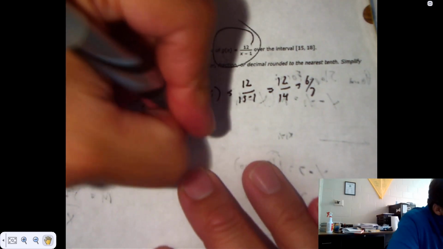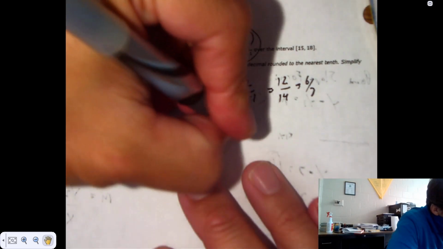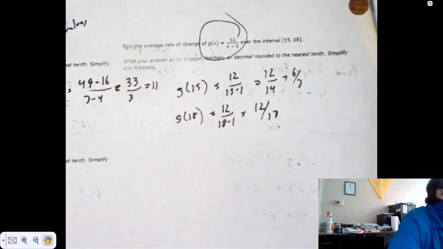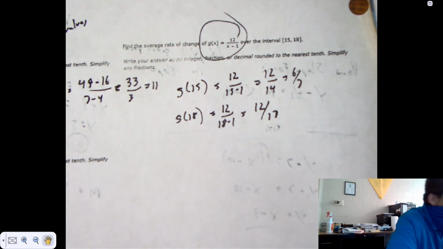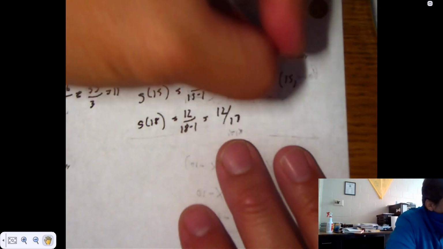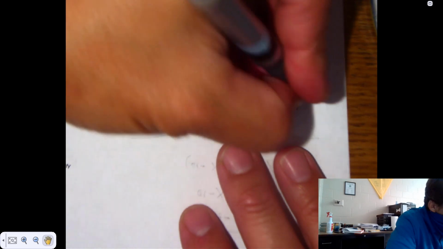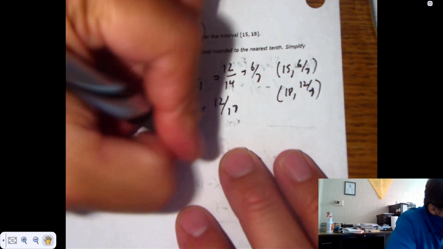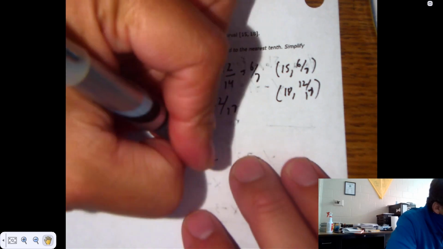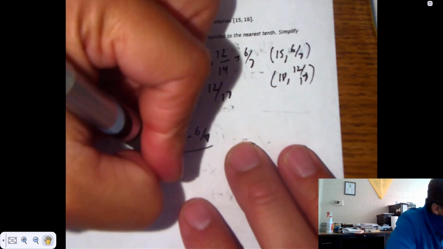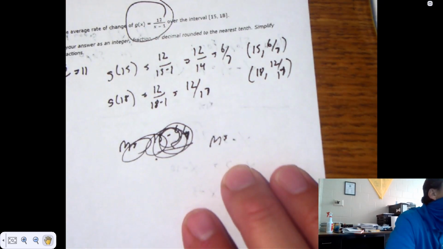I also need to find G of 18. That's 12 over 18 minus 1. That's 12/17. Now what order of pairs did I just create? 15 and 6/7 is one of them, that's right. What's the other one? 18 and 12/7. And me personally, well actually I lie. 12/17, thank you. I probably would not leave much of a paper trail on a problem like this. I just screwed it up trying to.